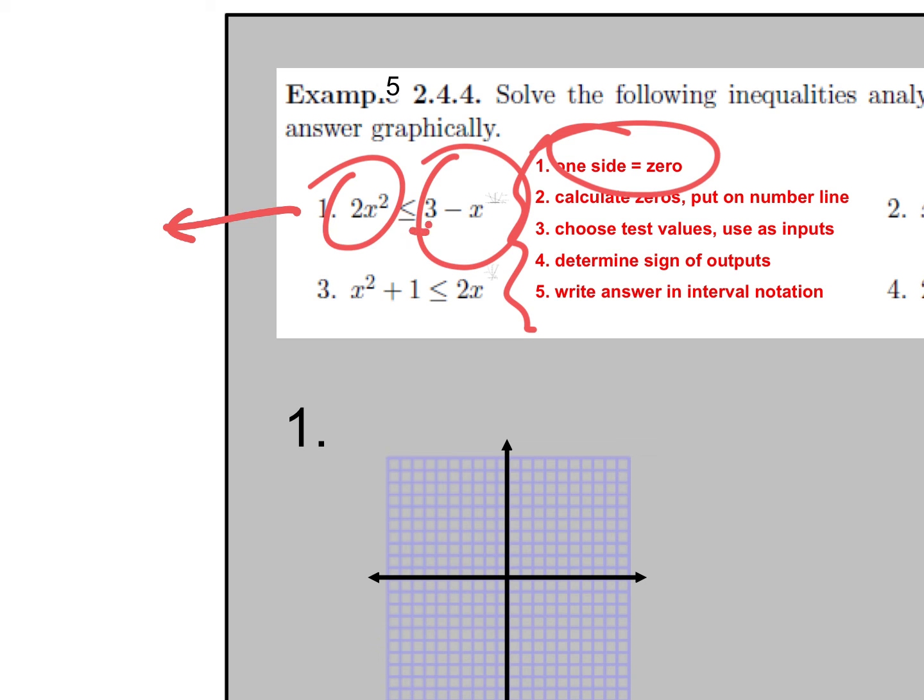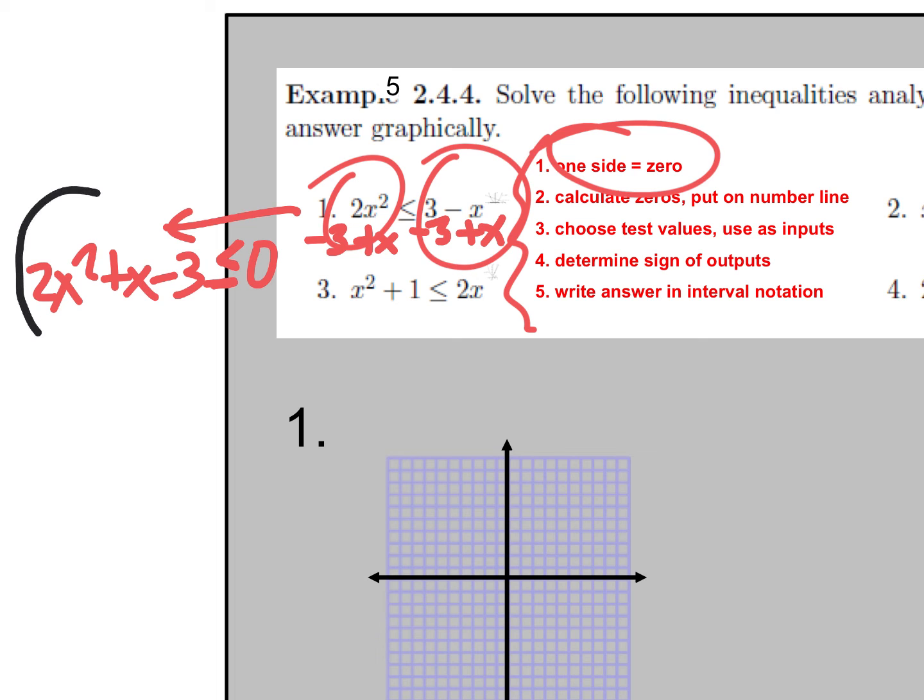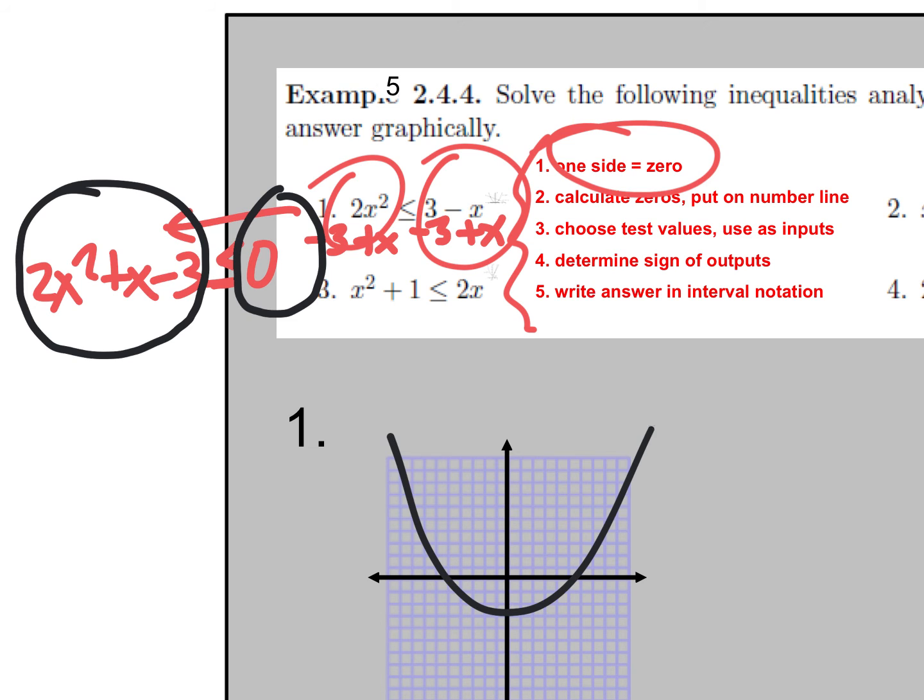I'm going to subtract the 3 and add the x to both sides. And I'll get 2x squared plus x minus 3 is less than or equal to 0. Now, why is that smart? Because now you've got a parabola, and now you've got y equals 0. So it's like whenever the parabola is below 0, and it'll be pretty easy.